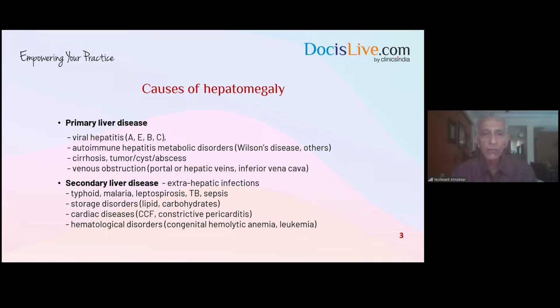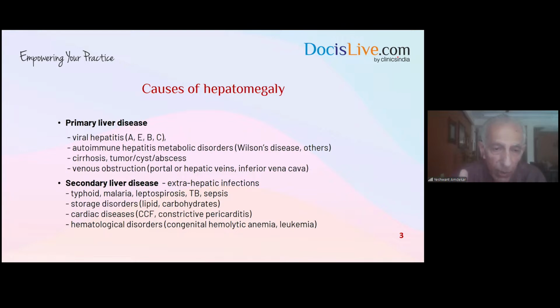What is most simple is, for example, in a hemolytic anemia, the liver is enlarged because of hyperplasia of the reticuloendothelial system. So these are the types of primary liver diseases, and secondary liver diseases are due to extrahepatic causes. Again, infection comes into play, and these infections are largely typhoid, malaria, leptospira, tuberculosis, sepsis.